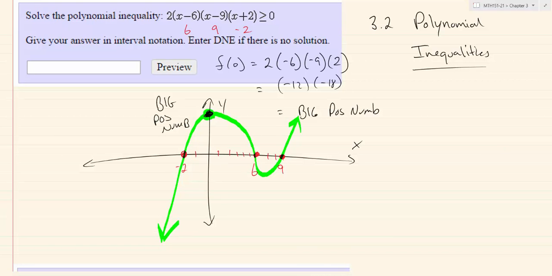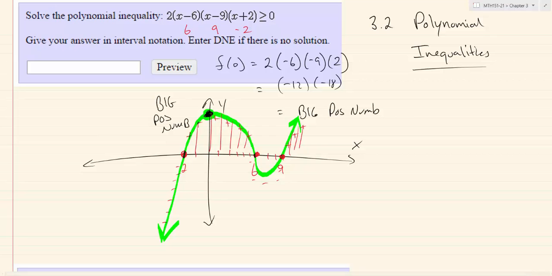So this means that the graph is negative, then positive. And again, we're referencing the y values here. Negative, negative, negative, positive, positive, positive.